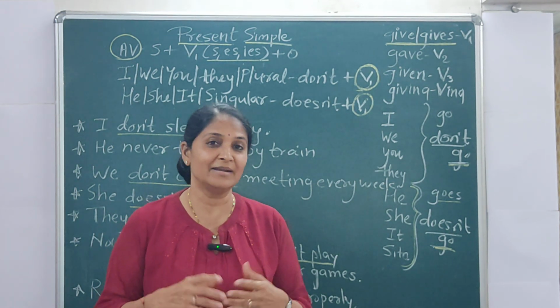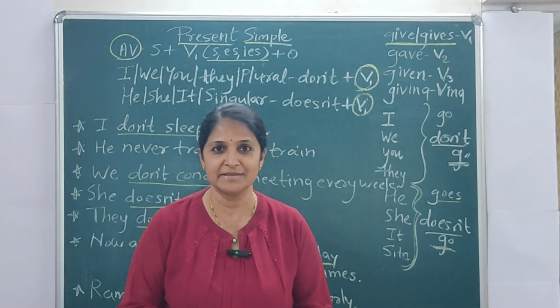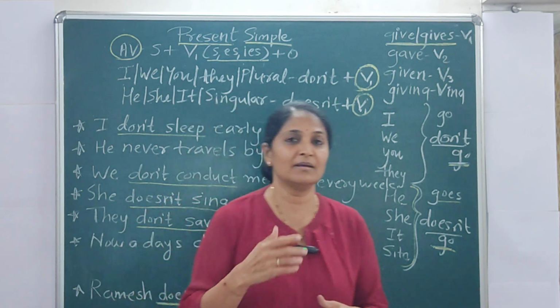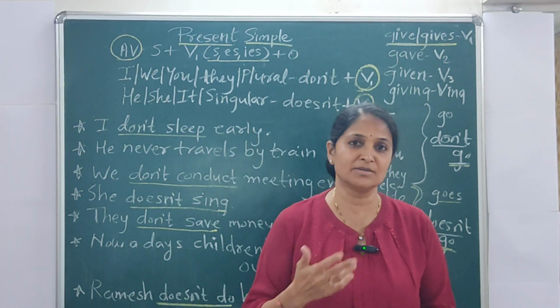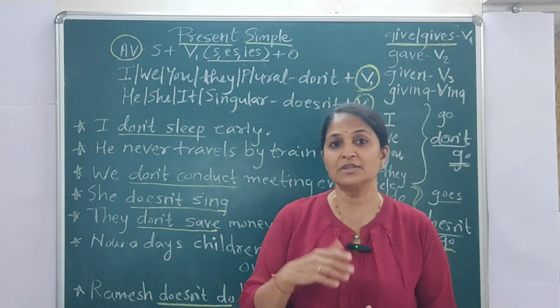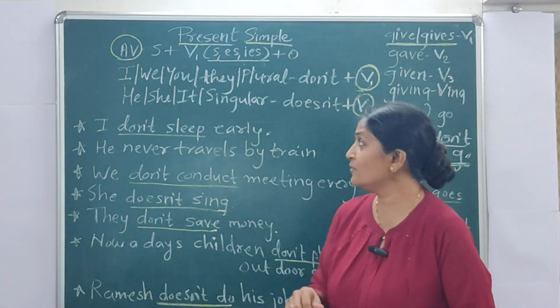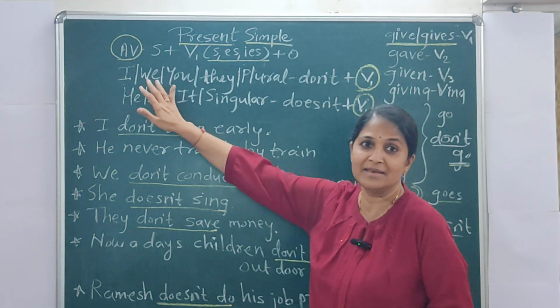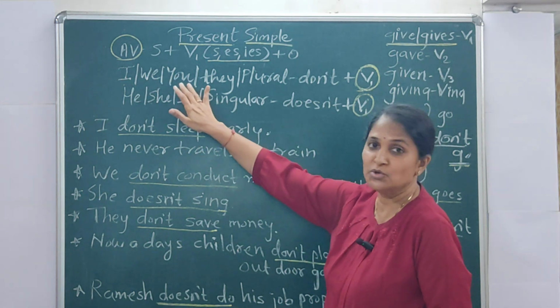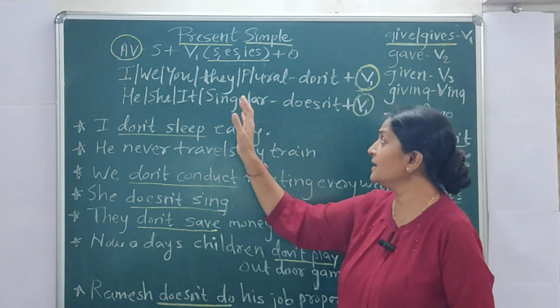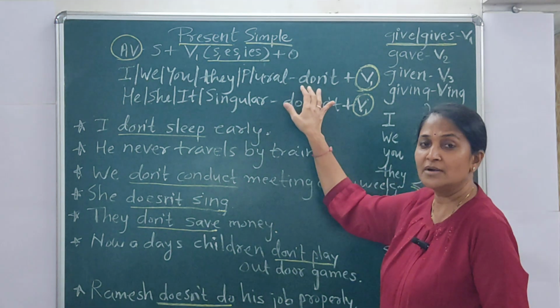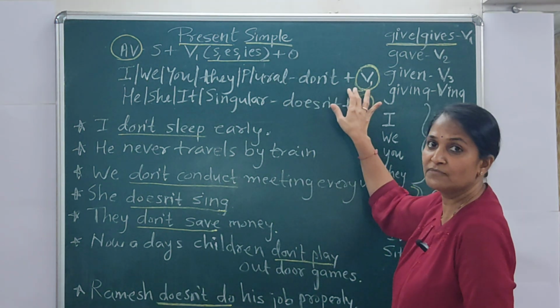Now, how do we make negative statements in present simple tense? When you make a negative sentence in present simple tense, you use do not and does not, with the base form of the verb. When your subject is first person, I and we, second person you, and third person they, or any plural subject, the negative is do not. Do not is don't, with the base form of the verb, right?